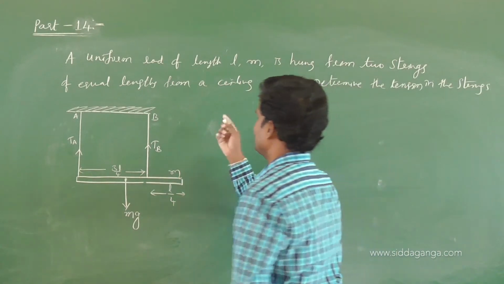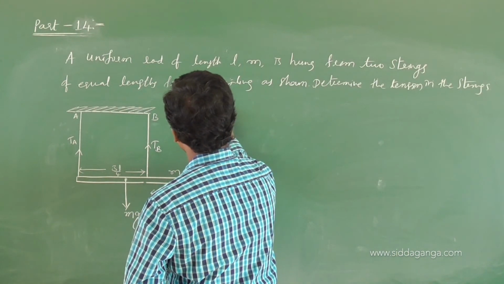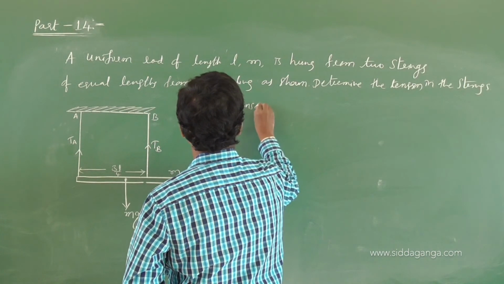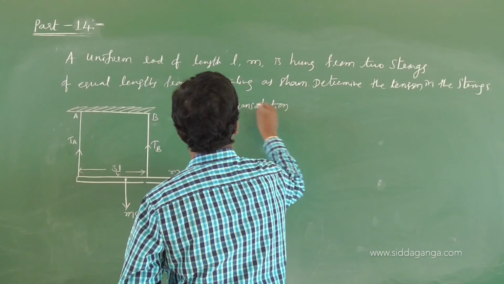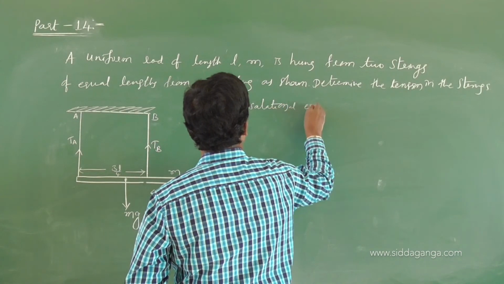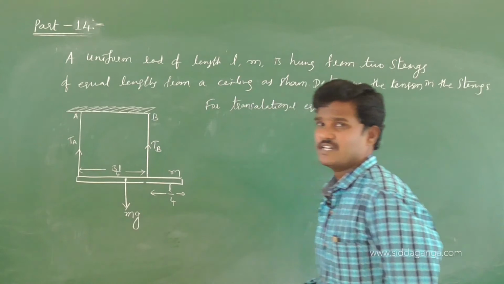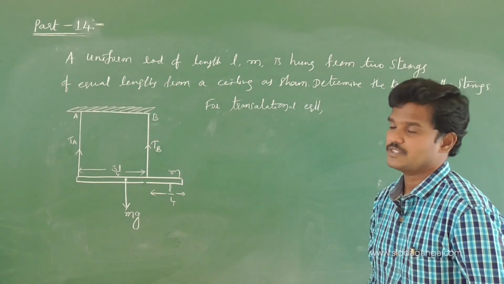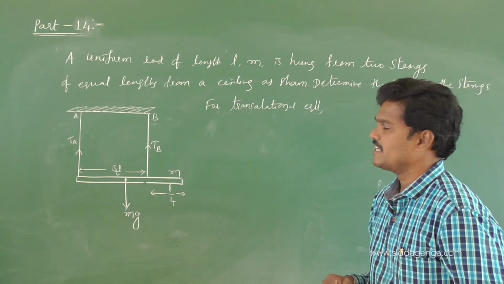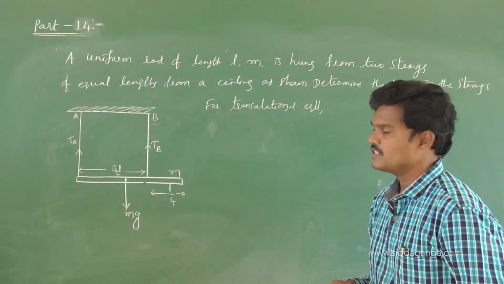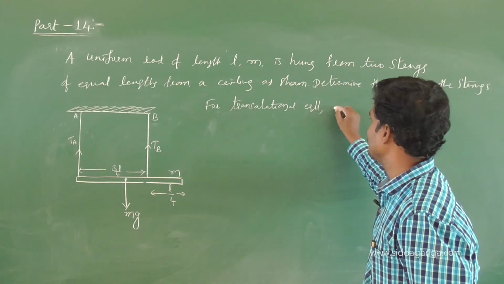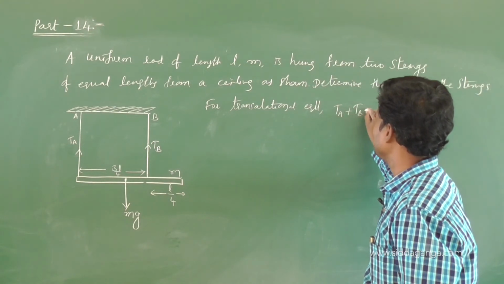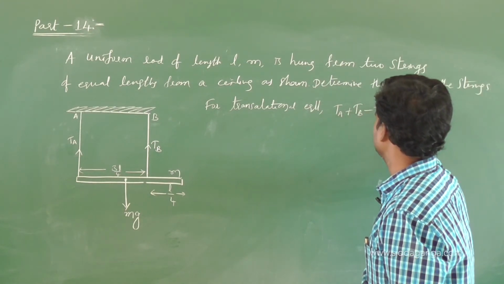First, let us take the condition for translational equilibrium. For the rod to be in translational equilibrium, the upward force is balanced by the downward force, otherwise the net force is 0. What is the net force? Upward is TA, TB, downward is minus mg, net force is 0. So net force is 0 means TA plus TB minus mg is equal to 0.